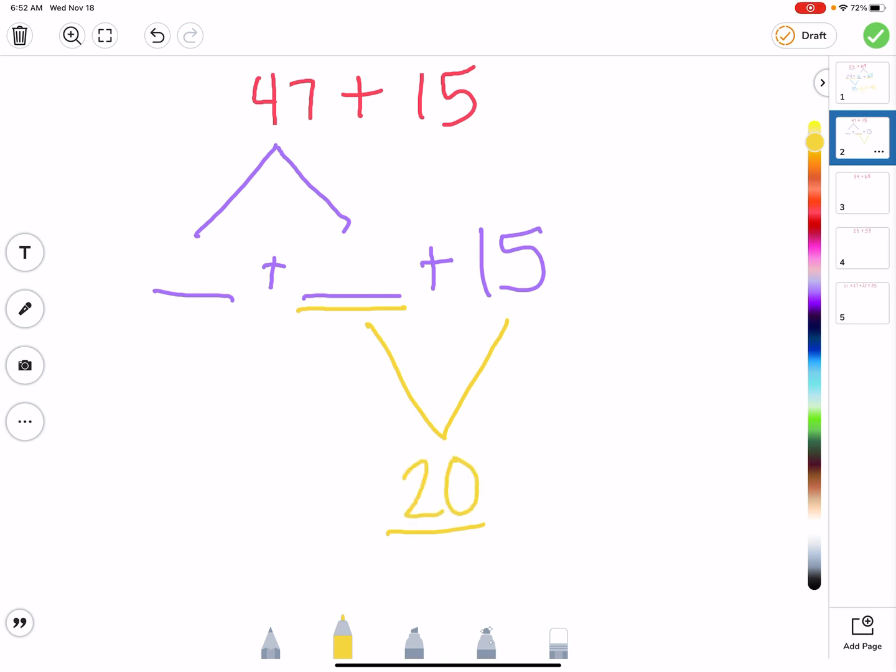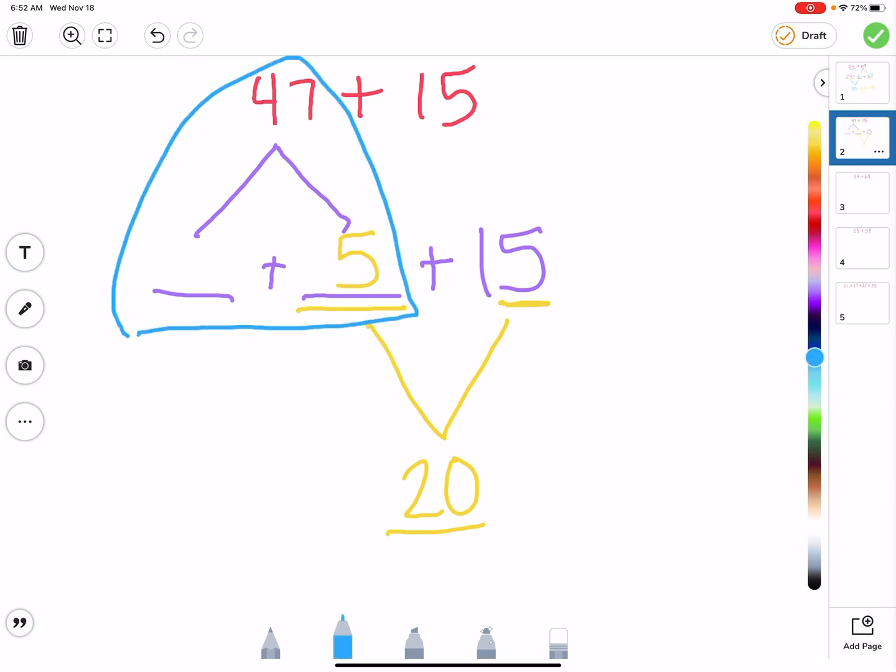So what's the other part? If I have 20 equals 15 plus something. Well, look at the ones. 5 plus what equals a 10? 5 plus 5 equals a 10. So here's my little fact family. 5 plus 15 equals 20. So now let's go back up to this fact family. Okay. 47, I took 5 out of it. 5 plus what equals 47? Well, I can do 47 minus 5. What is 7 minus 5? 7 minus 5 is 2. So 47 minus 5 is 42.